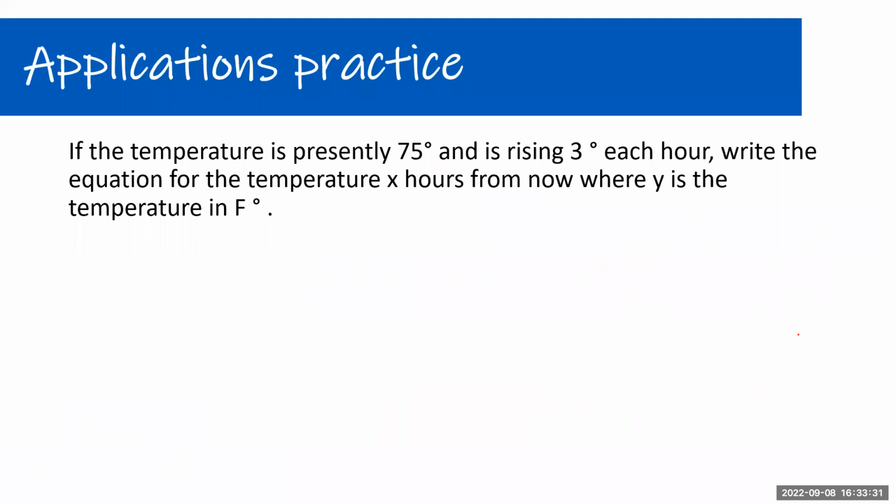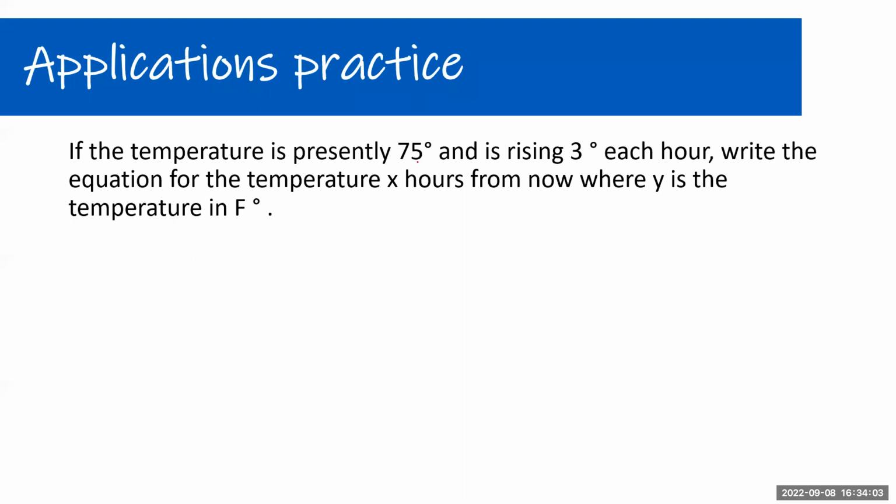Now let's talk about a slightly more applied process for this. Same math, we're just going to use it in an application. Let's say that our temperature is presently 75 degrees and it's rising 3 degrees each hour. We want to write the equation for the temperature x hours from now, where y is the temperature in degrees Fahrenheit. Well, we don't have 2 points, so we're not going to use the calculator method that we just saw, but we're going to use one of the other methods that we talked about at the beginning of class.